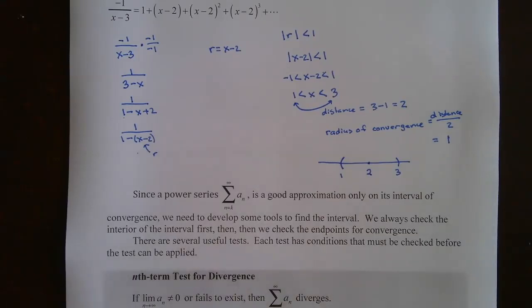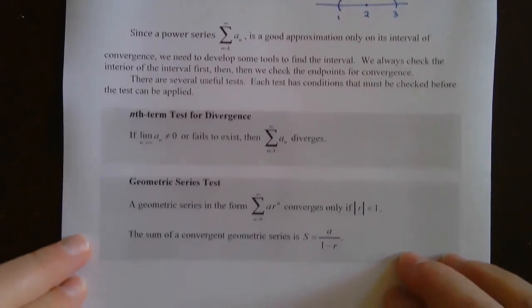Then we're going to check the endpoints for convergence, and we're going to learn that in the next lesson. We have 2 lessons for radius of convergence, and then we talk about endpoints, and we'll do it there. And there are several useful tests. These are all tests that I've already taught you. That's kind of nice. Each test has conditions that must be checked before the test can be applied.